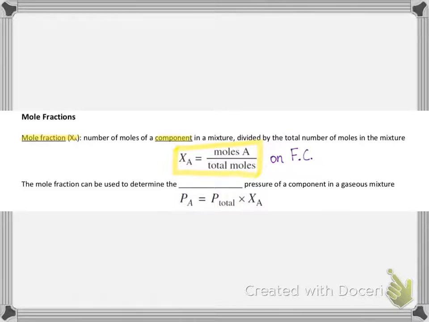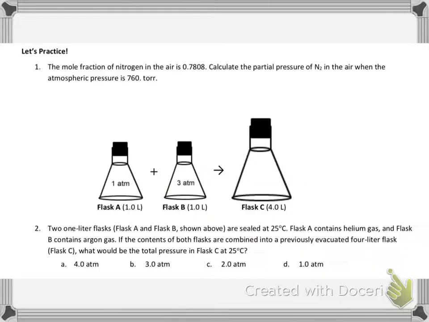So it's literally a ratio: how many moles of your gas divided by the total number of moles in your container. And you can use the mole fraction to determine the partial pressure of a component. All you do to find the partial pressure of, say, gas A, is you take the total pressure and you multiply it times the mole fraction. And that's it, short and sweet. And that equation is on the formula chart as well. Okay, let's try a couple practice problems and we'll be good to go.